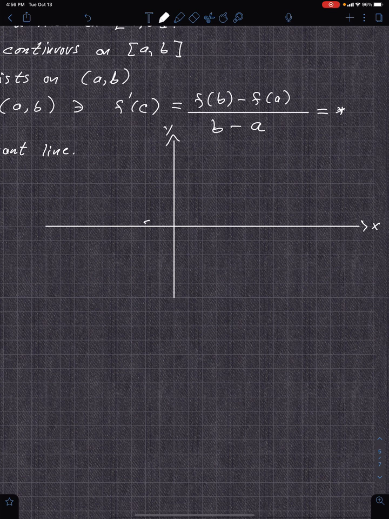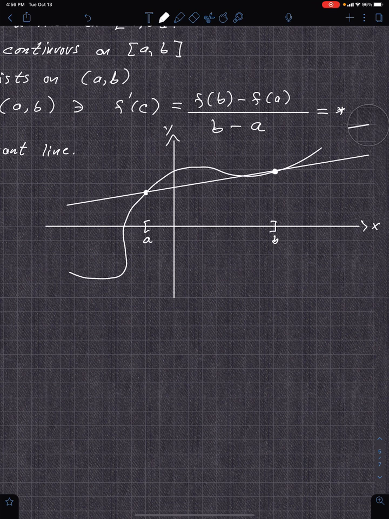All right, so then let's say this is A to B. And then you have some function that does whatever, like that. So this is f of a, this is f of b, and then there is a secant line that goes through that, right, just like that. And the slope of that line is just that, right?